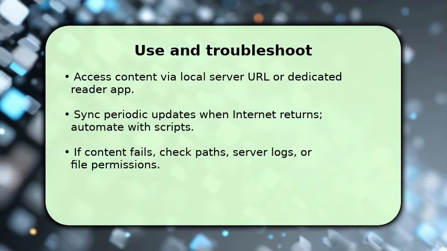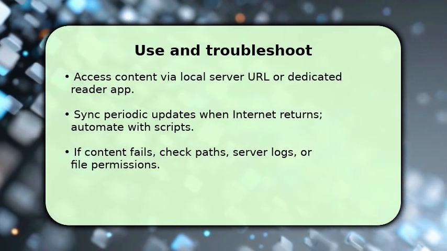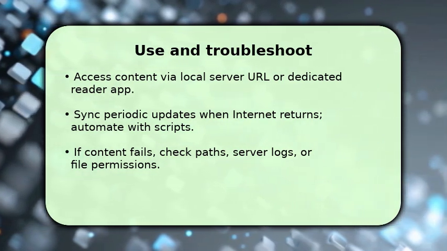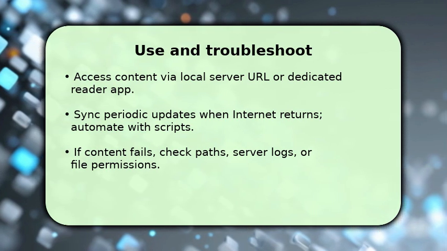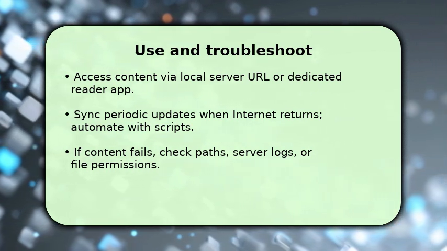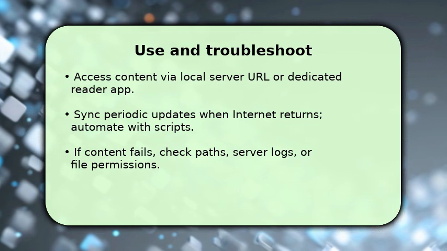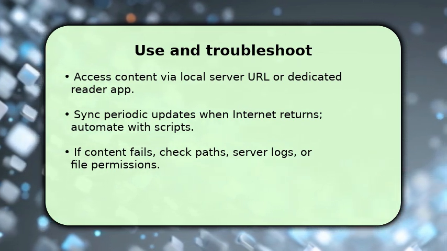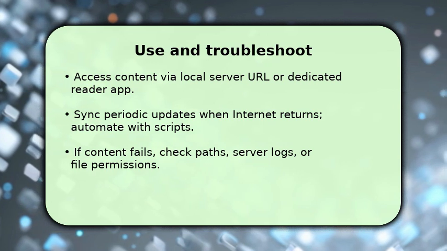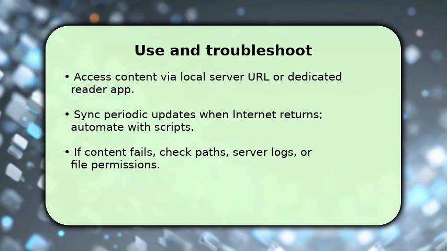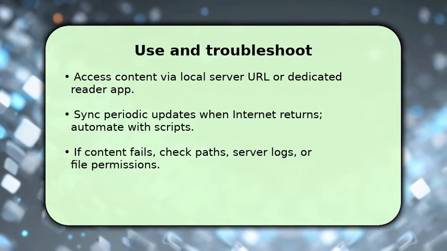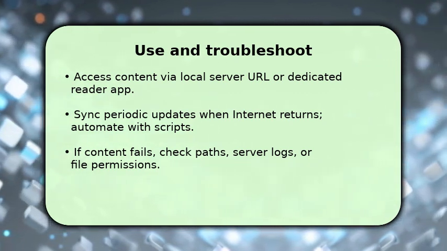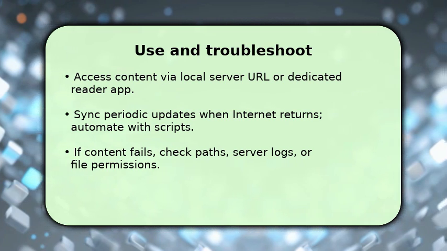Now use the offline environment as you would the web. Open the local server URL or launch your reader app to navigate saved sites and media. Make sure to schedule periodic updates so you refresh data when you get online again. Simple sync scripts or cron jobs automate this and keep content current. If something fails, check file paths, server logs, and permissions right away. Most issues come from broken relative links or blocked assets, and fixing those restores full functionality quickly.